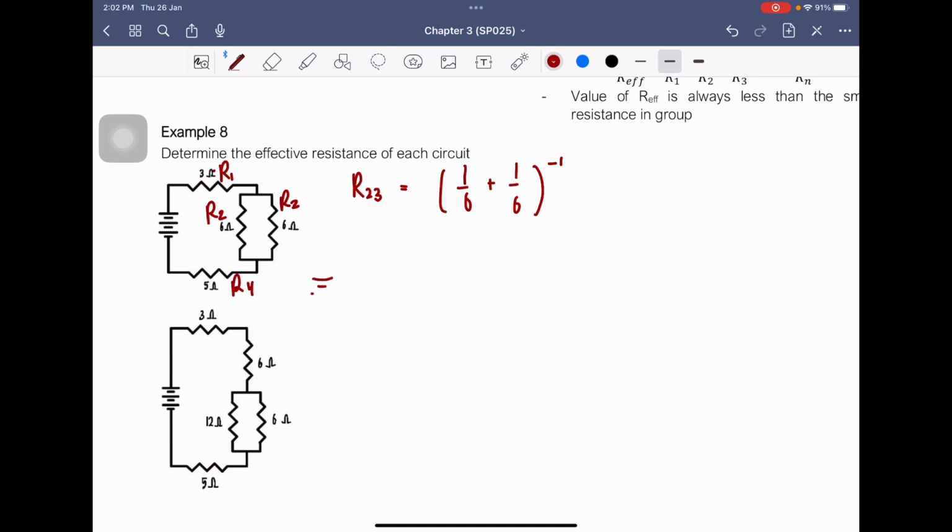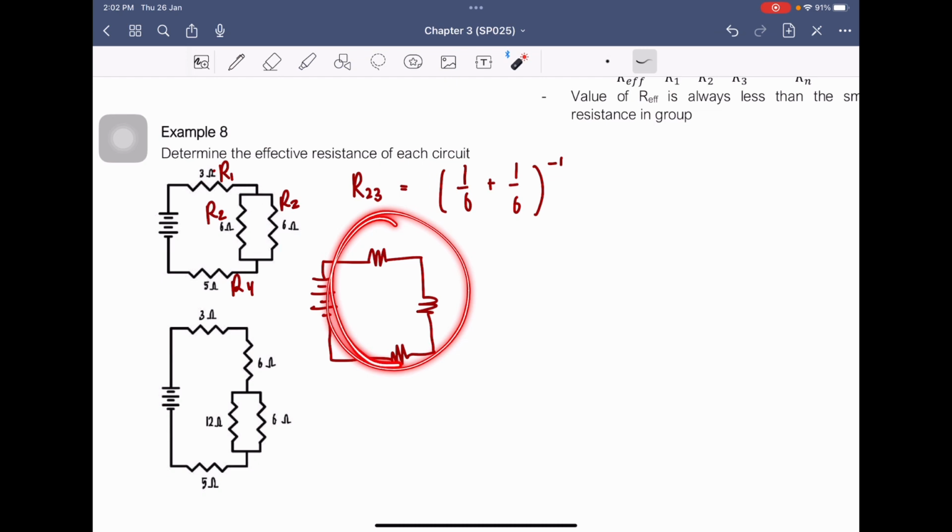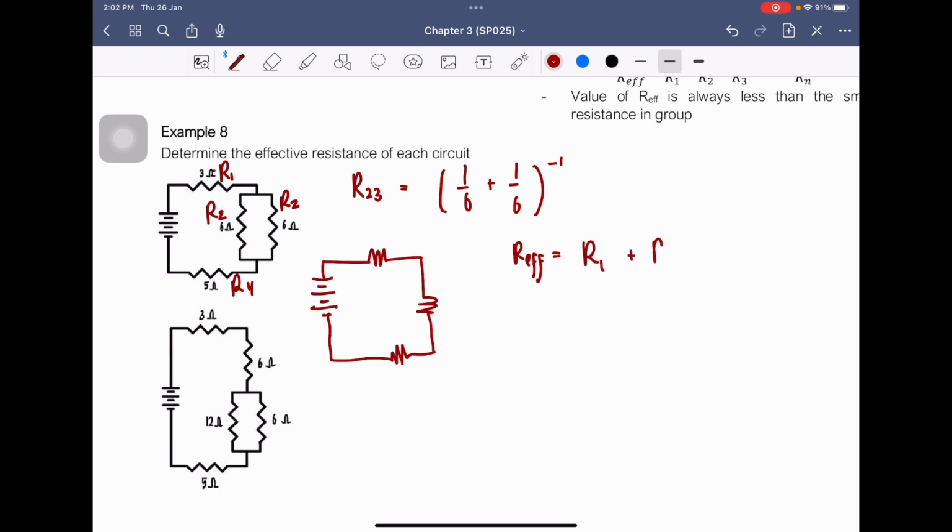So the diagram will be like this. So this is connected in series, so it's gonna be the addition of R1 plus R4 plus R2,3, because it is in series. So this is R1, this is R2,3, this is R4. So you will get 3 plus 5 plus 1 over 6 plus 1 over 6 to the power of -1. So this will be equal to 11 ohm.